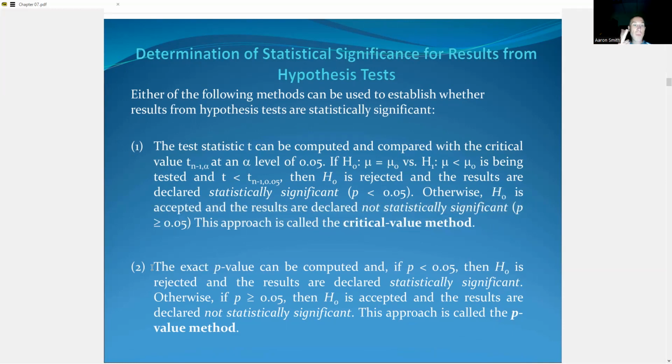Now, method 2: the exact p-value can be computed, and if the p-value is less than 0.05, then the null is rejected and the results are declared statistically significant. Otherwise, the p-value is greater than 0.05, and then H naught is accepted and the results are declared not statistically significant. This approach is called the p-value method.